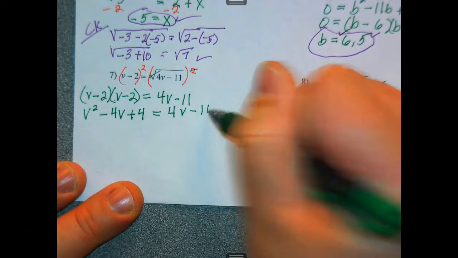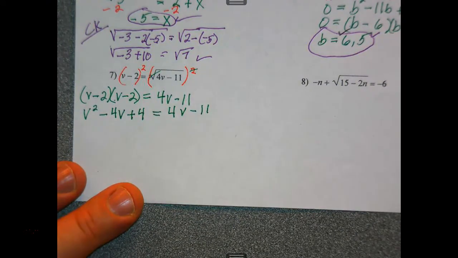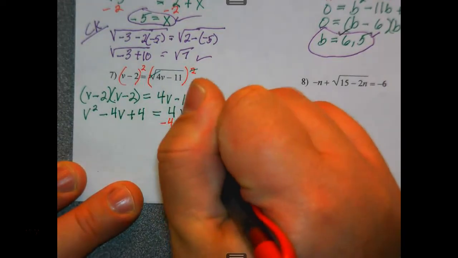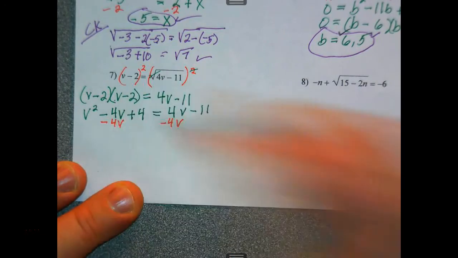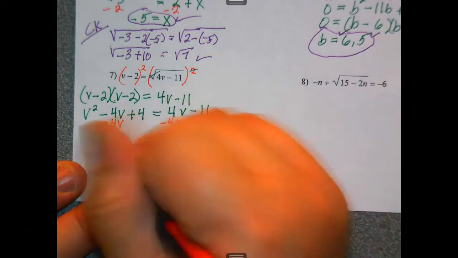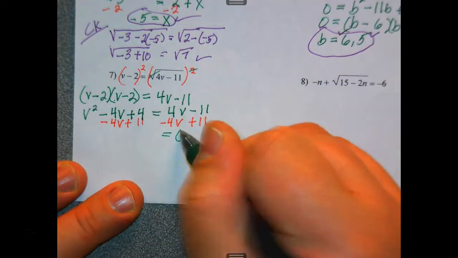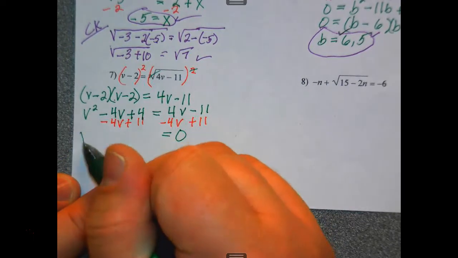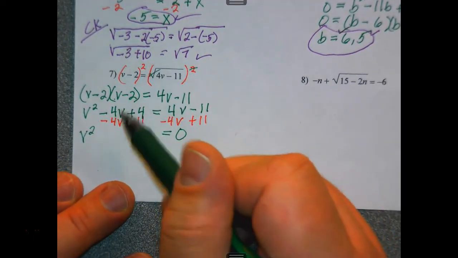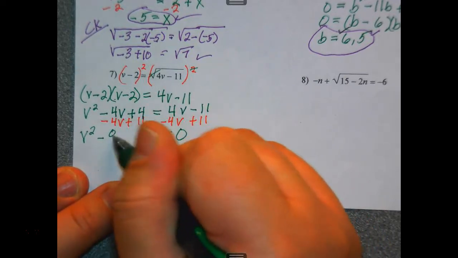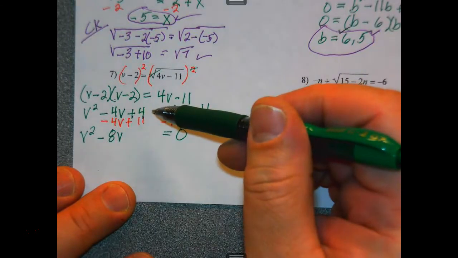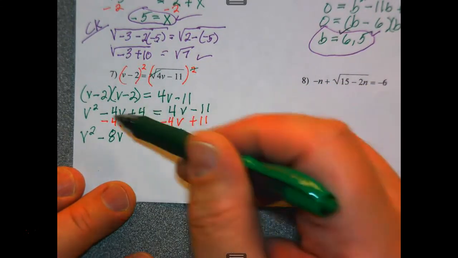Now what? Quadratic. What do I do? Get everything on one side, 0 on the other. Subtract 4v. Subtract 4v. Add 11. Add 11. That gets me 0 on this side. I get my v squared. Negative 4v minus 4v is minus 8v. I am adding negative 4v.